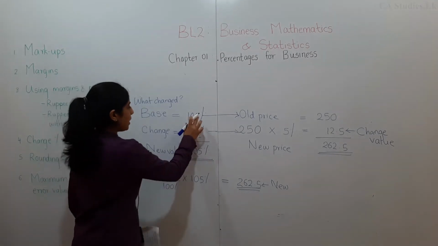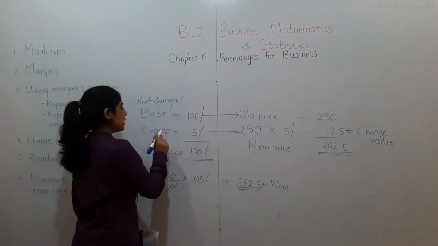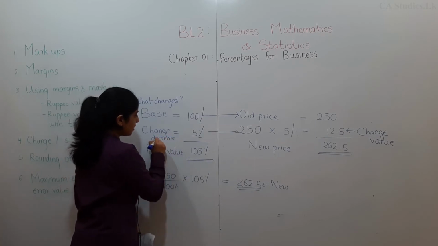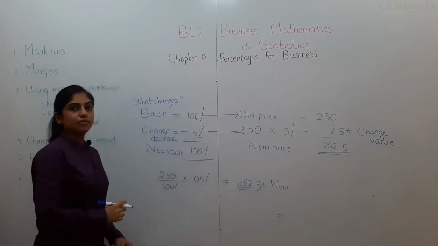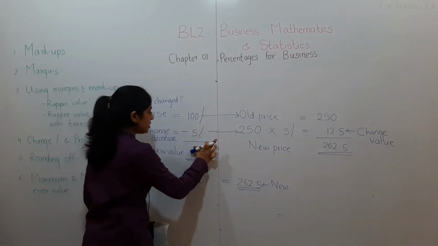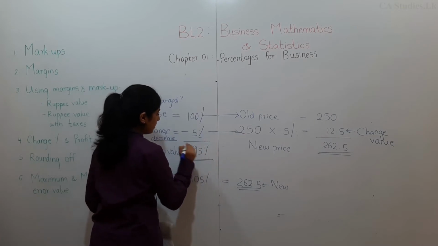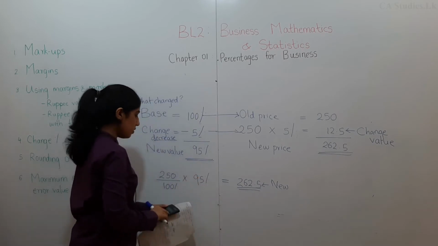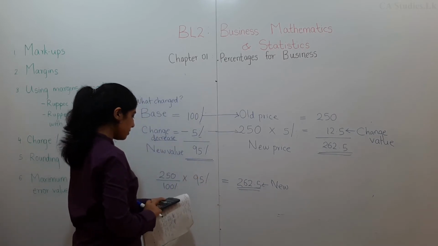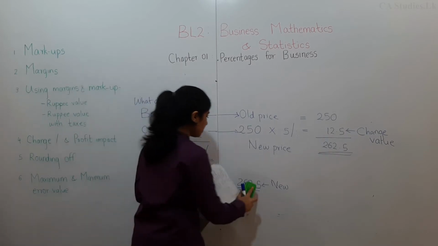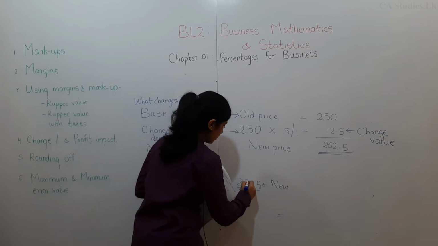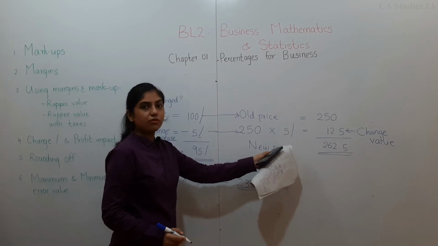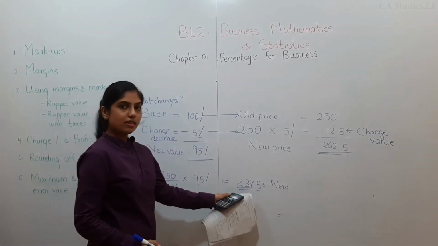Let's say this is minus. The change was a decrease. If it's a decrease, then you have minus. Minus means this will change to 95%, and so will this. Then your value will change to 250 multiplied by 95, which is 237.5. See, it reduced. The 262.5 was the result of the increase, and then it reduced.